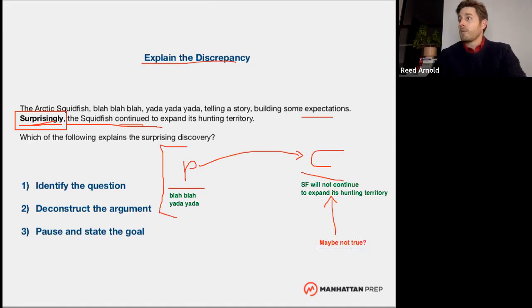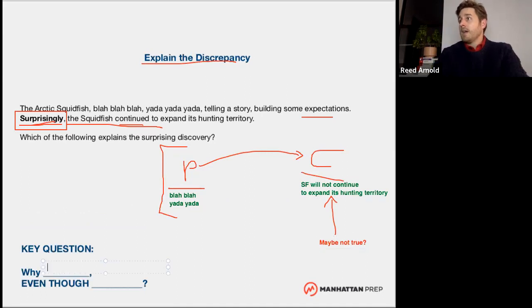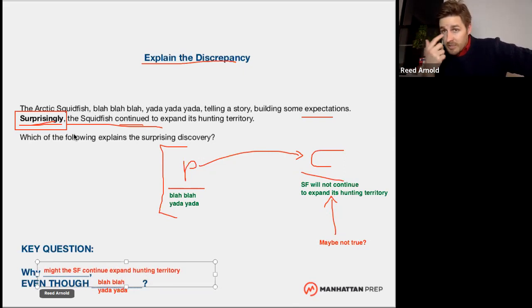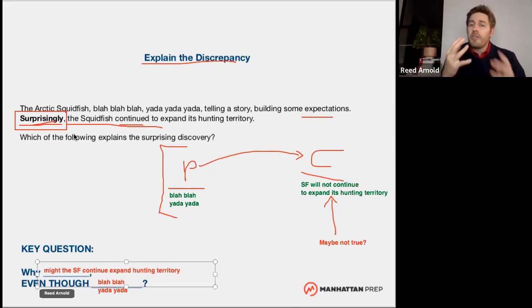And I would ask that question, right? Why might the squidfish continue to expand its hunting territory? Even though blah, blah, yada, yada. And so even though this is a different kind of question, even though there's not really an argument here in the question as written, at heart, the thing we need the answer choice to do is identical, to explain why the squidfish would continue expanding its hunting territory, even though whatever story we tell about the squidfish is also true.